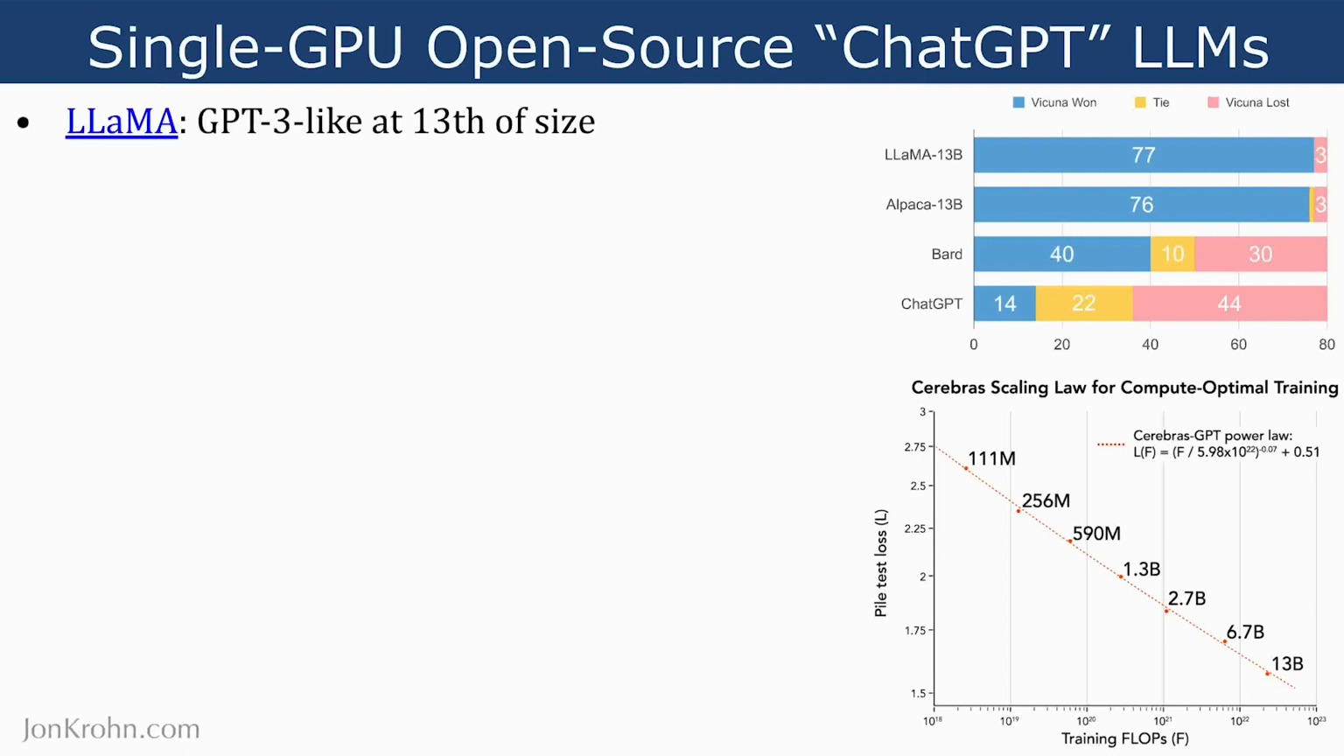The first one was Llama, which came from Meta. And this had GPT-3-like performance at a 13th of the size. So it's 13 billion model parameters, whereas GPT-3 itself is 175 billion. So it's a 13th of the size and had GPT-3-like behavior.